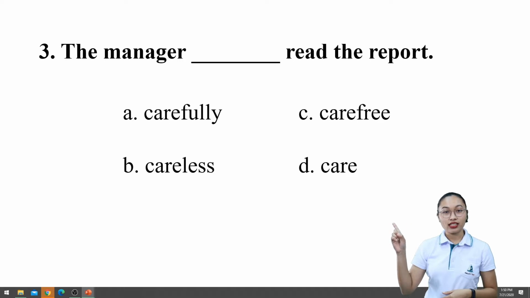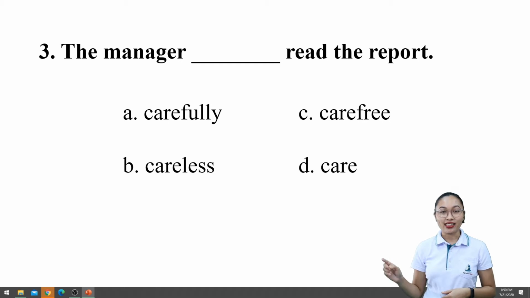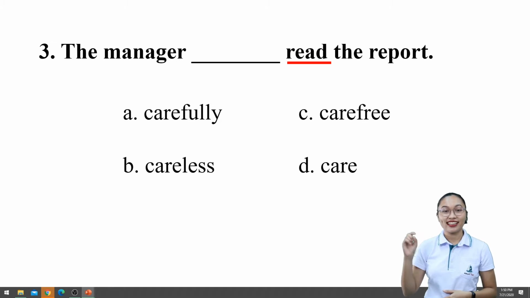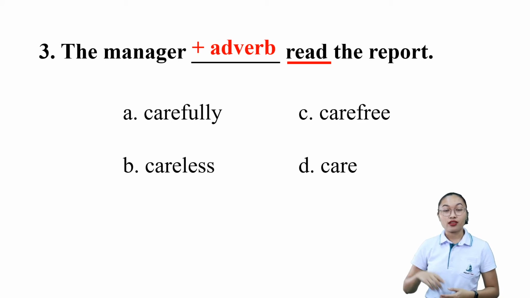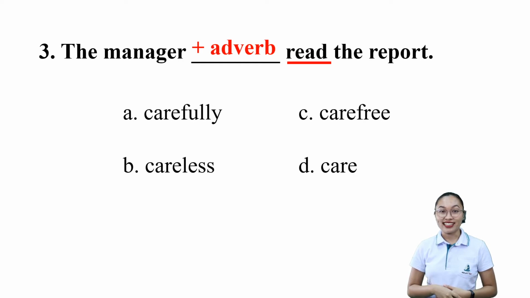Number 3. The manager blank read the report. A. Carefully. B. Careless. C. Carefree. Or D. Care. In this sentence, we can use grammar clues. The blank is placed before the verb read. We cannot use an adjective since it is always before a noun. So what we need is an adverb.